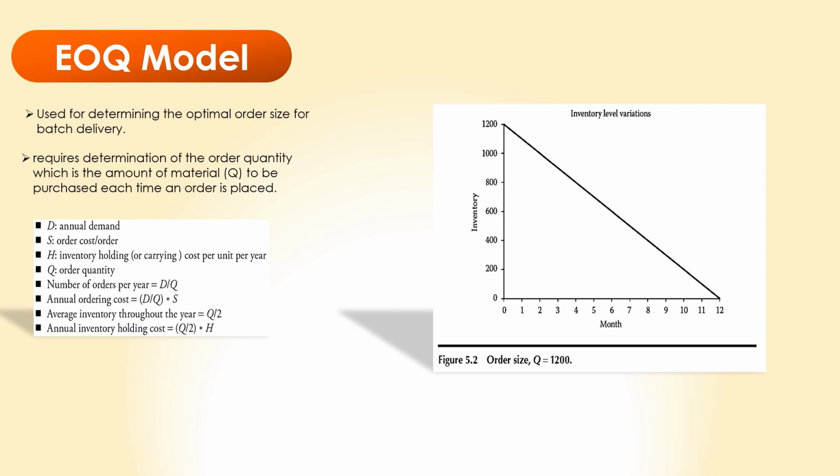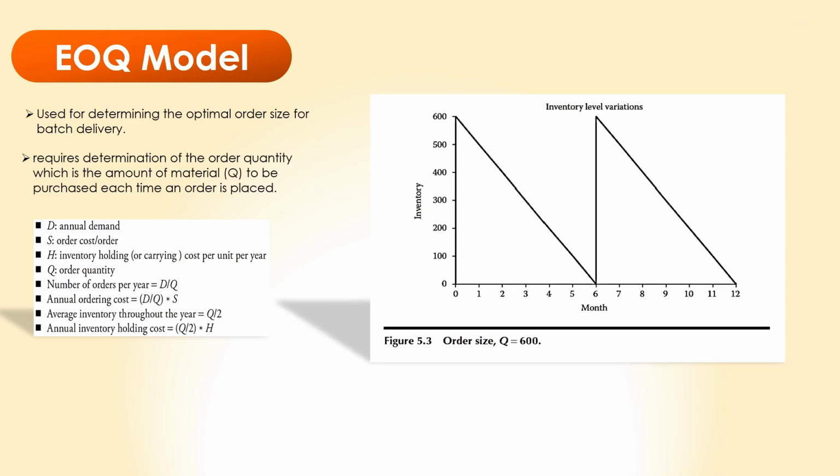So ano ba yung average nito? The average would be 1,200 plus 0 all over 2 equal to 600. And 600 is half of 1,200, di ba? So they conclude that the formula for the average inventory throughout the year is Q over 2. To strengthen this conclusion, meron pa tayong another example.